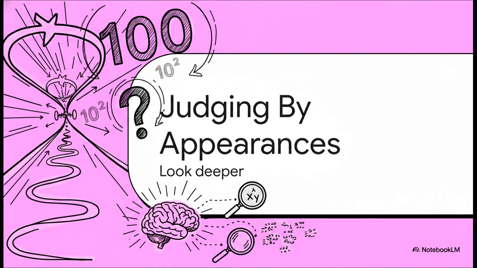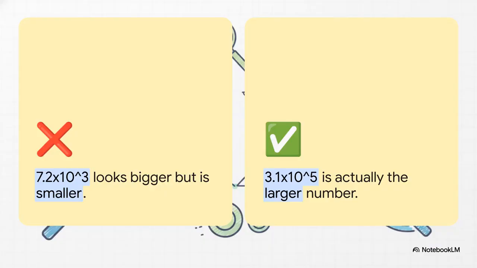Section 1. Judging by appearances. So, when we're dealing with standard numbers, 100 is clearly bigger than 10, for sure. But in scientific notation, our visual cues can totally lead us astray. Let's put this to the test, shall we? On one side, we have 7.2 times 10 to the power of 3. On the other, 3.1 times 10 to the power of 5.